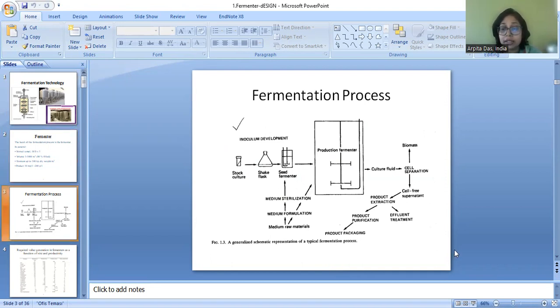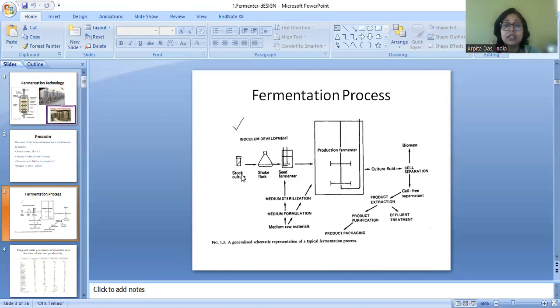If you clearly see this picture, you can see first a stock culture is utilized. Stock culture means the small amount of microorganisms which are kept in the laboratory. From there, that little amount is added into a shaker flask, and then from there they are supplied to a seed fermenter for basic fermentation. So initially those three parts come under inoculum development.